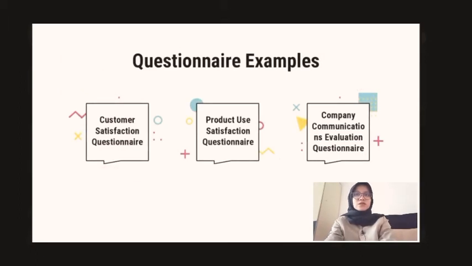Okay, here are the questionnaire examples. First is customer satisfaction questionnaire. This type of research can be used in any situation where there's an interaction between a customer and an organization. Second is product use satisfaction questionnaire. This allows you to collect customer preferences about the types of products they enjoy or want to see on the market.